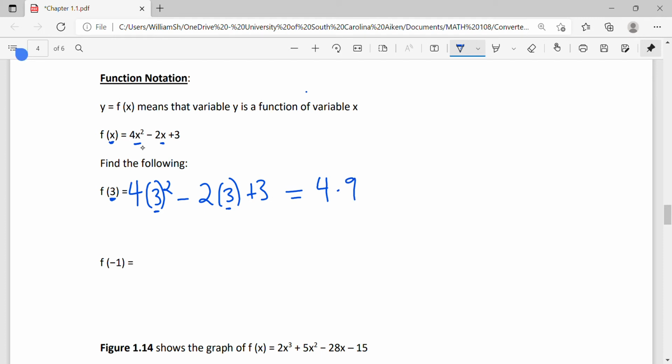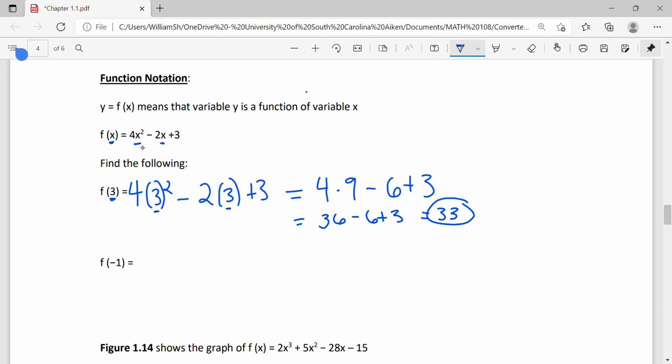Now I can go ahead and multiply this next step as well because it's individualized. So I have 2 times 3 is 6 plus 3. 4 times 9 is 36 minus 6 plus 3. 36 minus 6 is 30. 30 plus 3 is 33, and there's my answer.